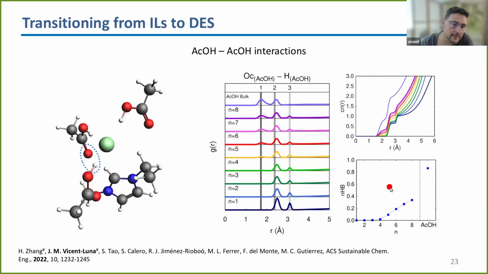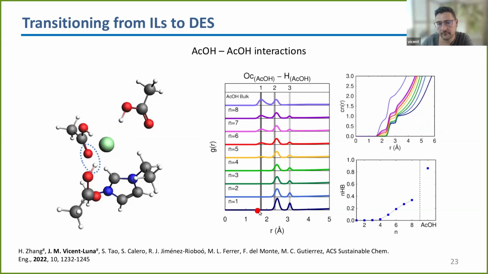We can move to another interaction. Now, the interaction between the solvent itself. We know that acetic acid can form dimers, can form strong hydrogen bonds when they are in bulk. So we are looking for them. Now the representation is a little bit more complex. The radial distribution function between oxygen and hydrogen in the acetic acid gives you this profile.